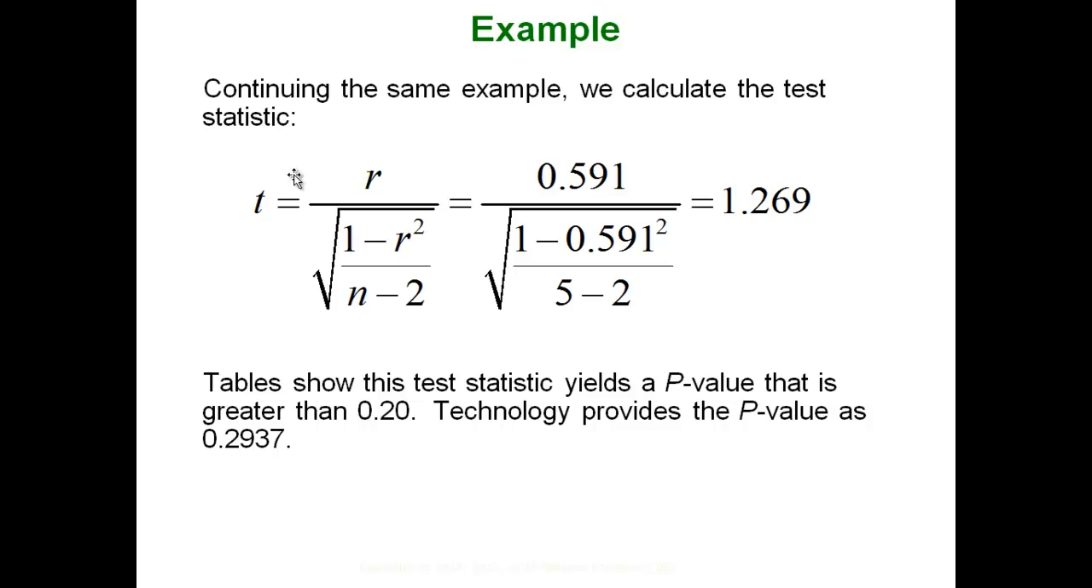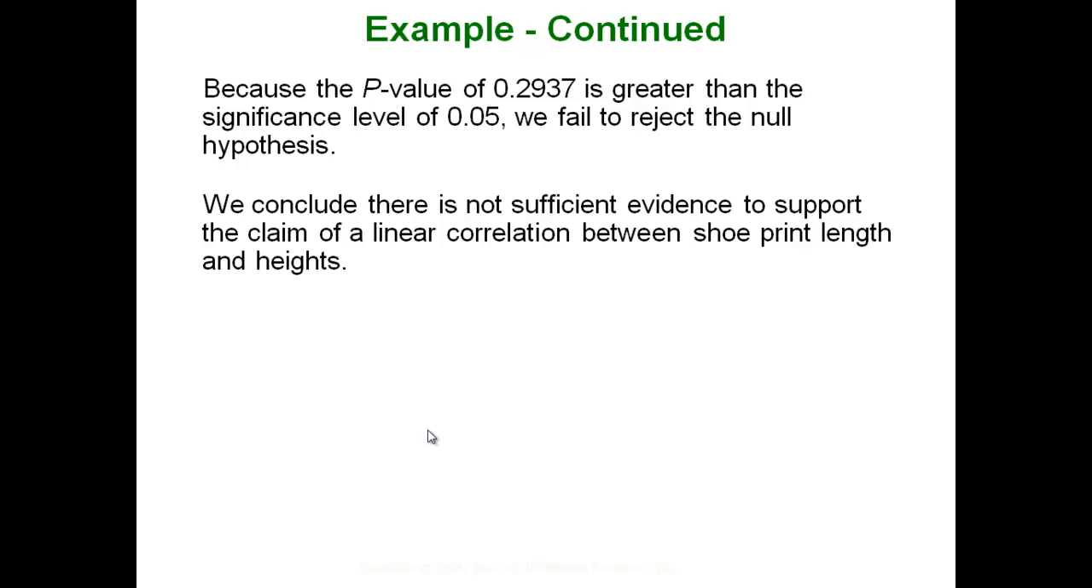If we want to do this by hand, that would be the t-value we would get. If we look that up in a table, that would be the p-value we would get, and hey, my memory's not so bad. I thought it was somewhere around 0.29. But just like before, because that's bigger than 0.05, we would fail to reject. So in either case, we get the same conclusion.